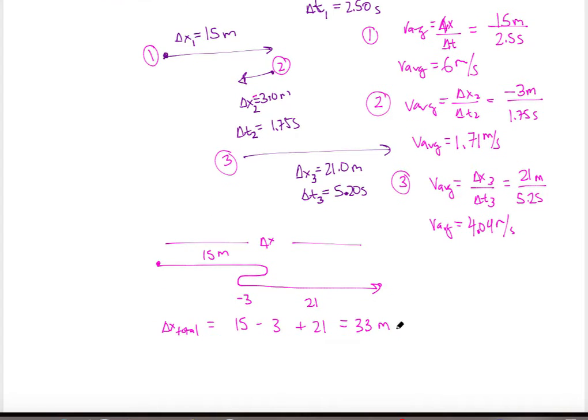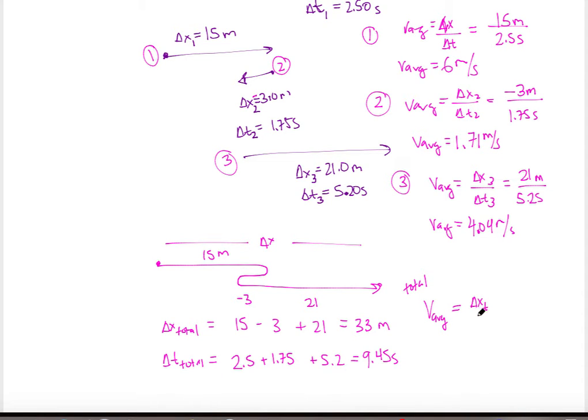Then we have our total time, which will just be the sum of all the times. There's no direction for it. So it's 2.5 plus 1.75 plus 5.2, and I need a calculator to do this. So we end up with a total time of 9.45 seconds.